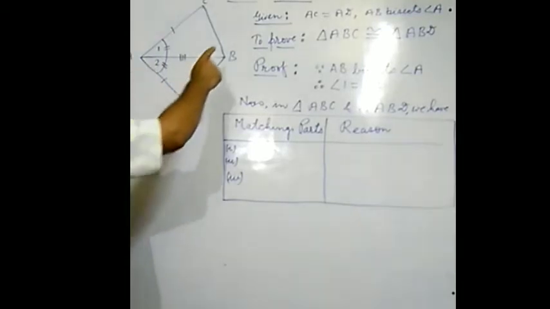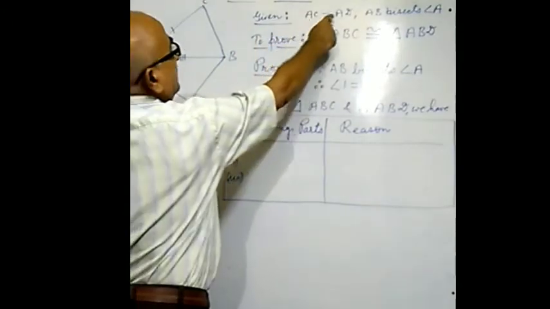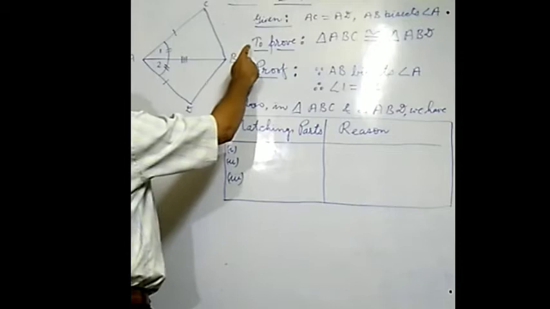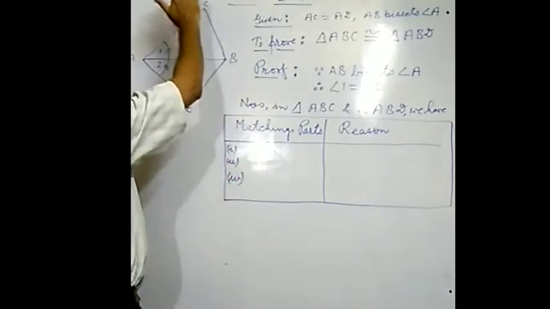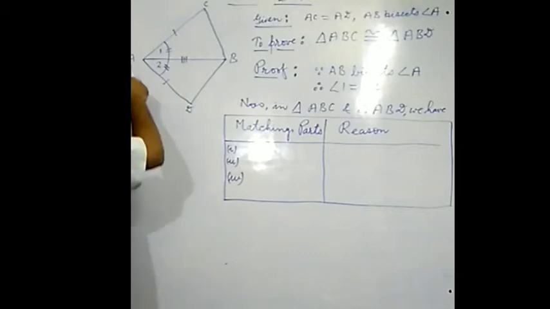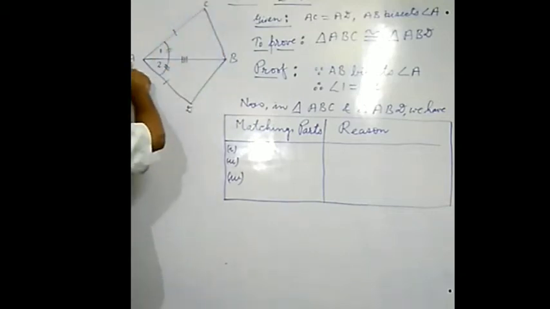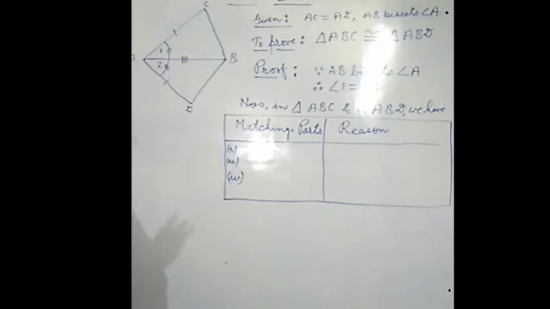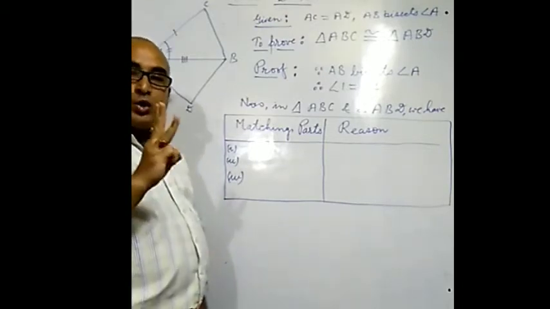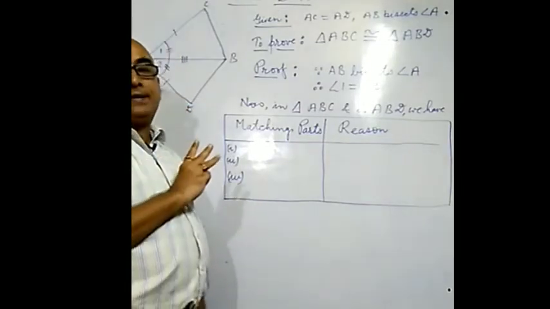Now what is given here? AC equals AD and AB bisects angle A. What is to prove? Upper triangle is congruent to lower triangle. Upper means triangle ABC congruent to triangle ABD. Let us see how it can be. How many criteria are required? How many matching parts are required? We require 3 matching parts.